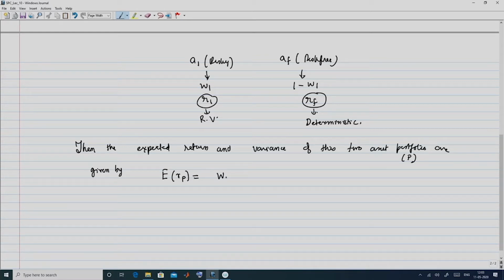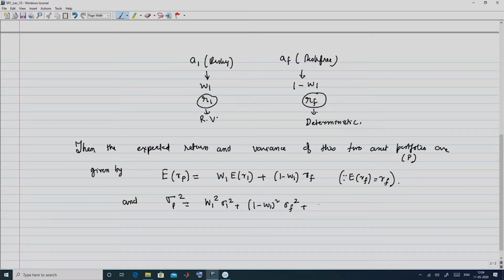is simply going to be W1 into expected return of the risky asset plus 1 minus W1 into expected return of Rf, and you just note that E of Rf is simply Rf because Rf is deterministic. And your variance for the returns of portfolio P, which is denoted by sigma P square, you would recall that this is going to be W1 square sigma 1 square plus 1 minus W1 square sigma F square plus twice W1 into 1 minus W1 into sigma 1 F.